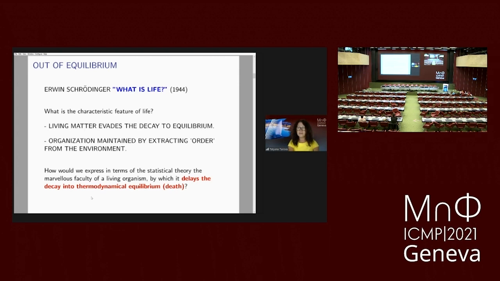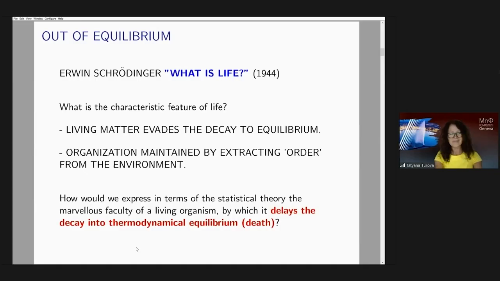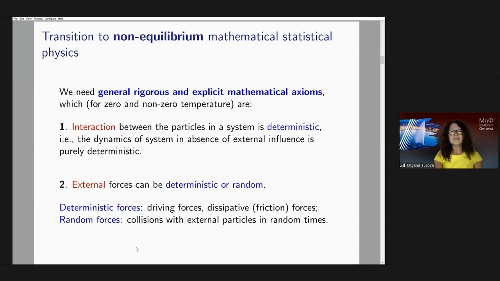In his quest for the features of life, he also posed many interesting questions for mathematicians as well. How would we express in terms of statistical theory the marvelous faculty of a living organism by which it delays the decay into thermodynamical equilibrium, which is a synonym for him to death? So in a way, we would like to study life for many particle systems, so statistics is unavoidable, but we need a finite set of axioms, preferably the minimalistic set.